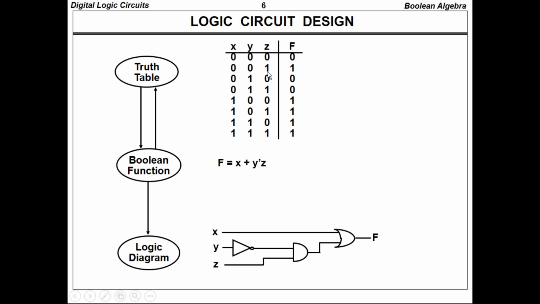So if I consider these values, the expression will be: x bar y bar z plus x y bar z bar plus x y bar z plus x y z bar plus x y z. So this is the normal expression. The 0 indicates the complement of that value, and 1 indicates the actual value. If it is 0 under x, that's x bar, and if it is 1, then it is x. Likewise you have to write our expression.